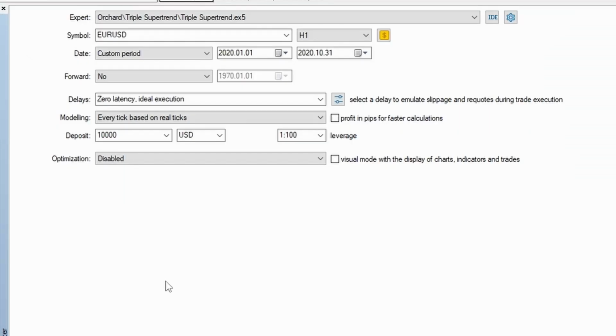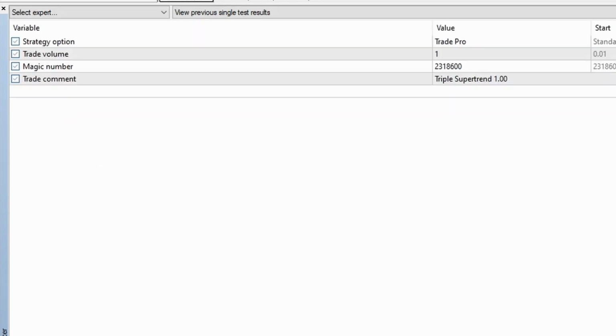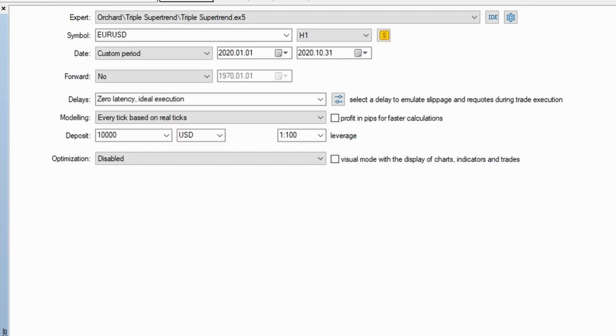And now I'm set up for the triple Supertrend with the TradePro version. Here in the inputs I've selected the TradePro version and trade volume of 1. Euro USD 1-hour chart from the 1st of January 2020 to the 31st of October 2020. So let's run that and then see the results.